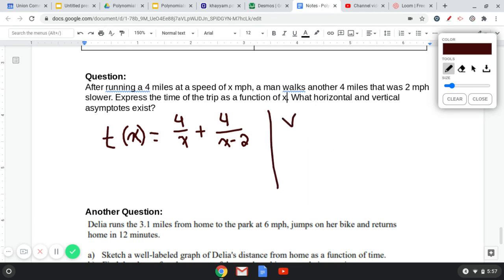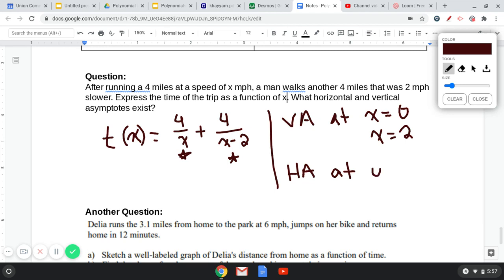So we've got vertical asymptotes at x equals 0 because that's when this function is undefined, and at x equals 2 because that's when this function is undefined. And our horizontal asymptotes, remember that's when the degree of the numerator is smaller than or equal to the degree of the denominator. Both of our numerators' degrees are smaller than the degrees of their denominators.